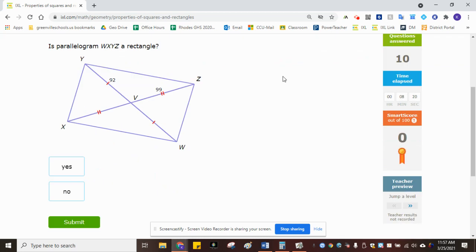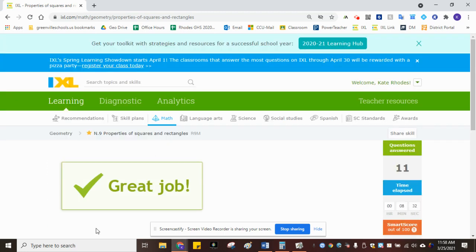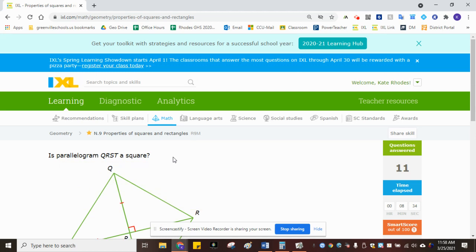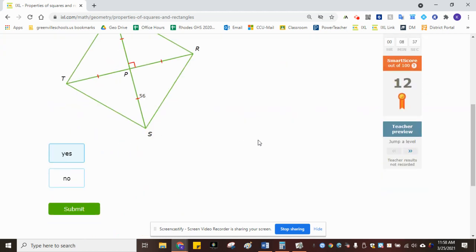Is this a rectangle? Well, with rectangles, your diagonals are congruent. So if this is 99, this would be 99. And you should have two isosceles triangles. And this is not an isosceles triangle. So no, it's not. Is this a square? All sides are congruent. All diagonals are congruent. It meets at a 90-degree angle. So I'd say yes on that one.